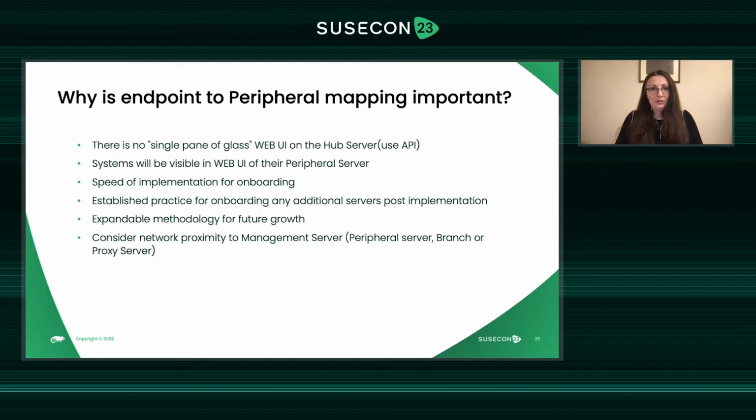This automation is also a good established practice for onboarding any additional servers post-implementation. So for example, we've built the code, we've onboarded all of our existing servers, whether it's retail or data center servers, and then we have to spin up one more store or one more server. If we use this automation practice based on our server naming convention, for example, we could just reuse that automation script to spin up a new server and then onboard it to the appropriate peripheral.